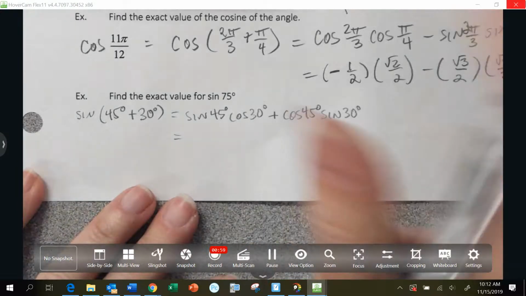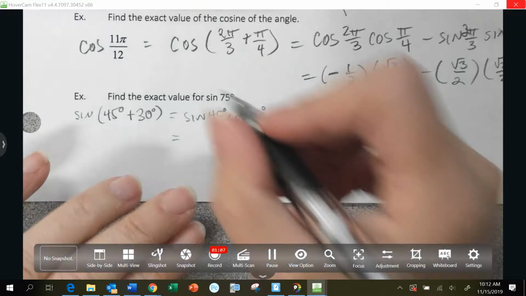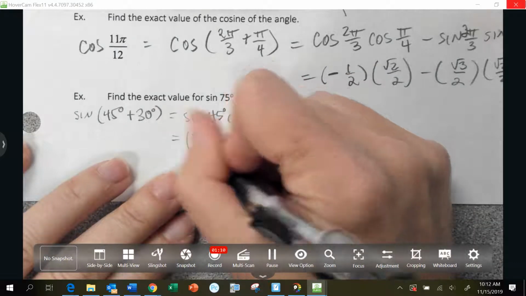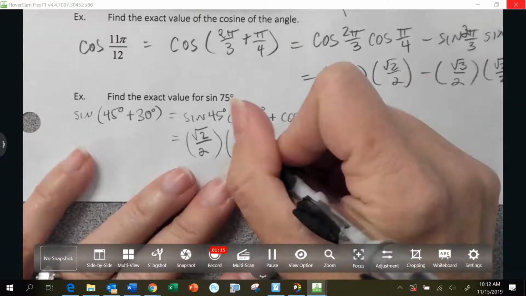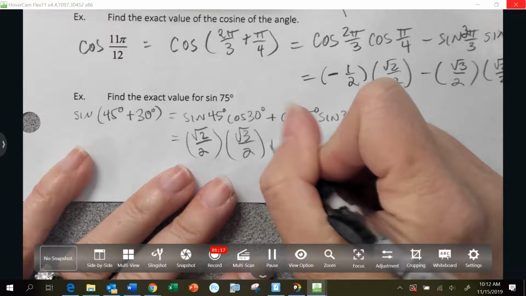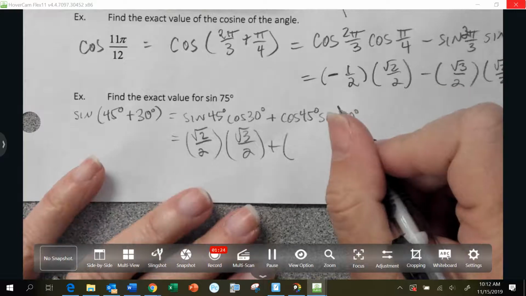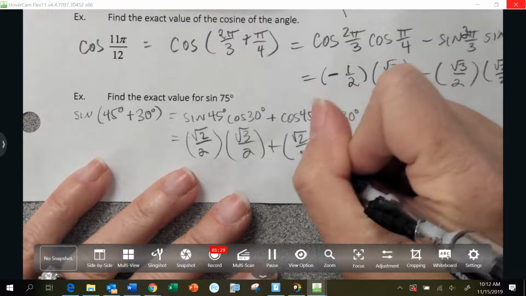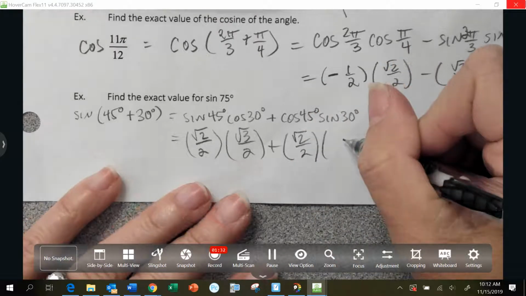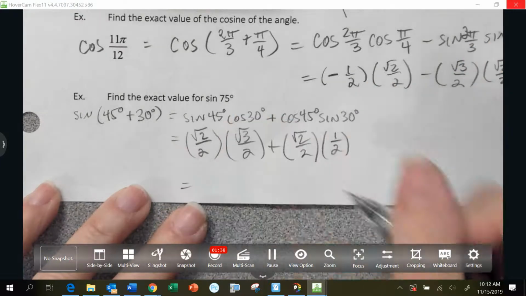And then you guys are going to yell out to me, sine of 45. Radical 2 over 2 is the correct answer. Cosine 30. Cosine 45. The 45s for sine and cosine are both radical 2 over 2, so that one should go really fast. Radical 2 over 2. And sine of 30? 1/2. All right, we multiply straight across.